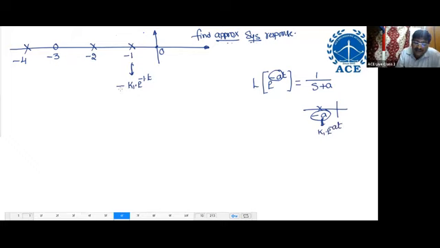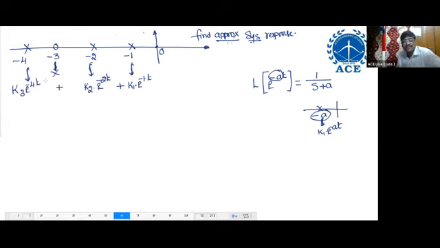Plus, what is the response for this pole? Some k2 into e power -2t. What is the response for the zero? Zeros do not give any response. Zero terms are not present in the response. Okay. Next pole. What is the response term for this? Some k3 into e power -4t.